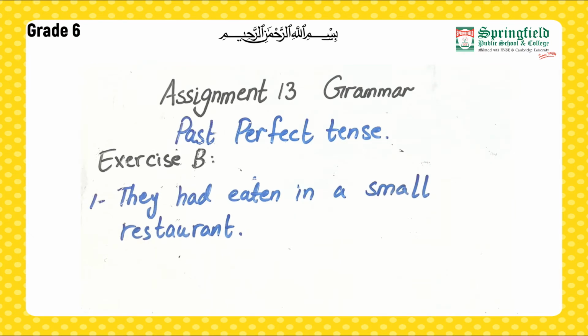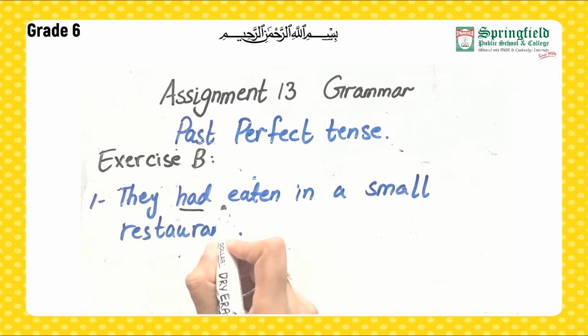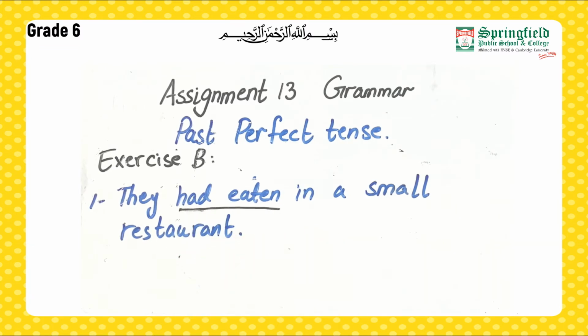Circle the correct answer. I'm going to do the first one for you, right? The options are given. You have to circle the correct tense basically, right? So, they had eaten in a small restaurant. You have two options. Is it present perfect or past perfect, right? So what do you think? It has a "had" in it, right? And the third form. So it is basically a past perfect tense. So you have to circle the past perfect tense, right?